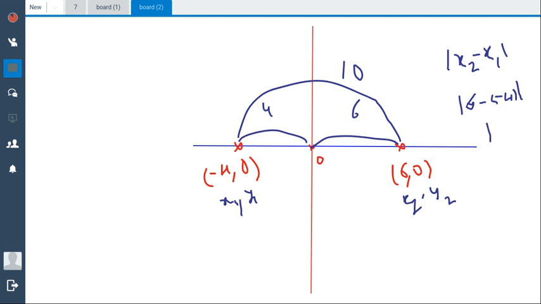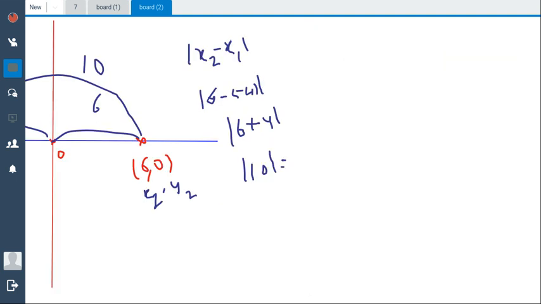You can see the simplification. 6 minus of minus is plus 4. 6 plus 4 is mod 10. Mod 10 is plus 10. So the final answer is 10. Modulus means you always consider the positive value because distance is always positive. So that is the reason I got the distance between these 2 points as 10 units.